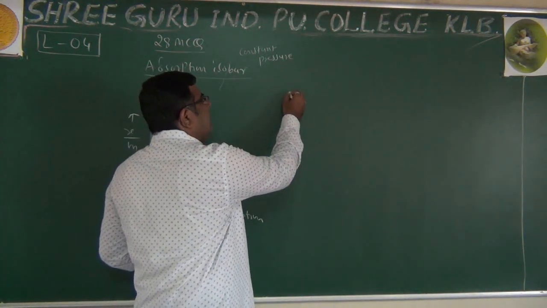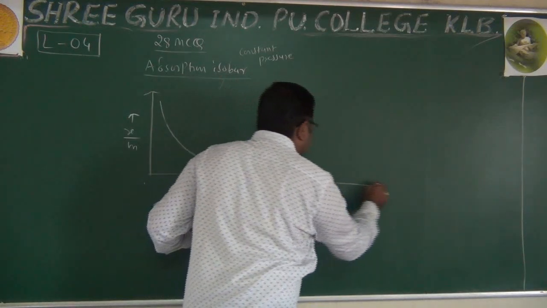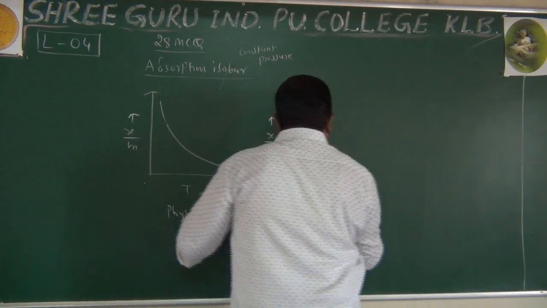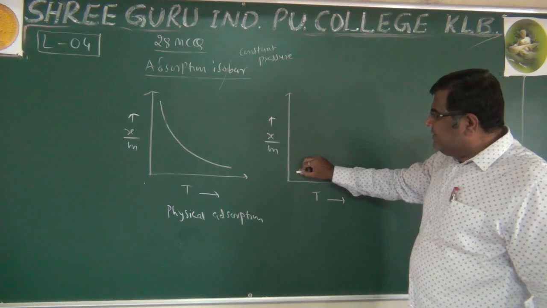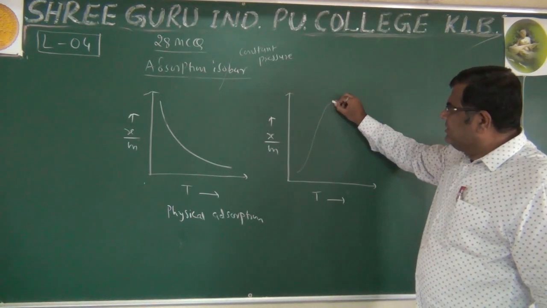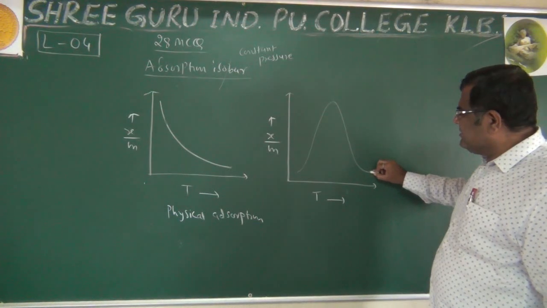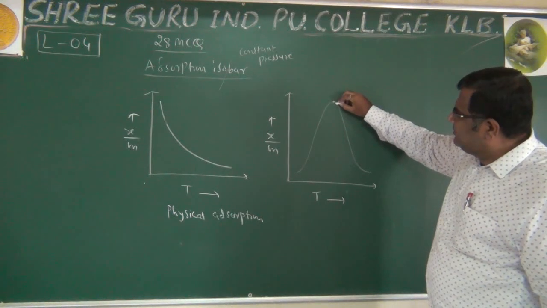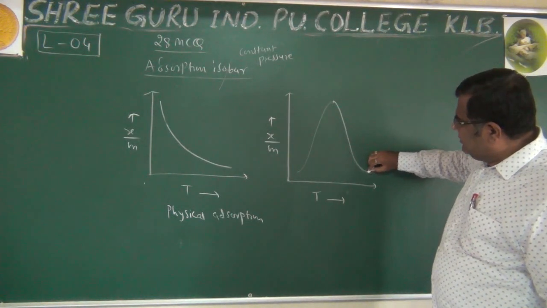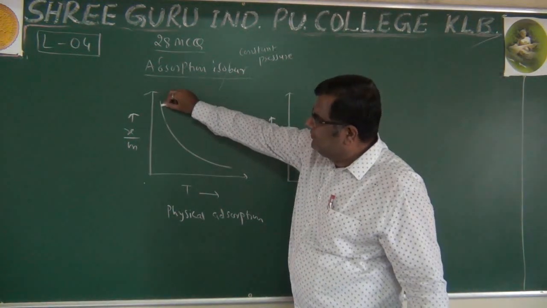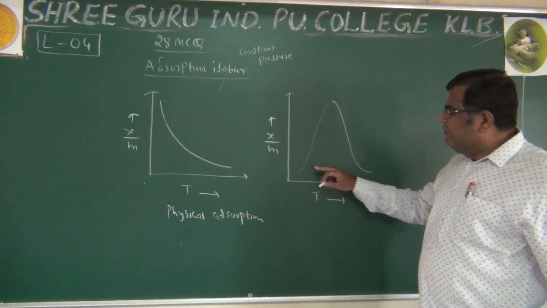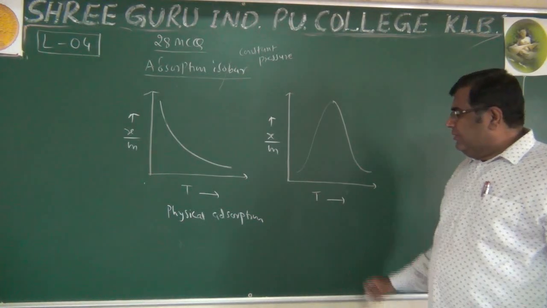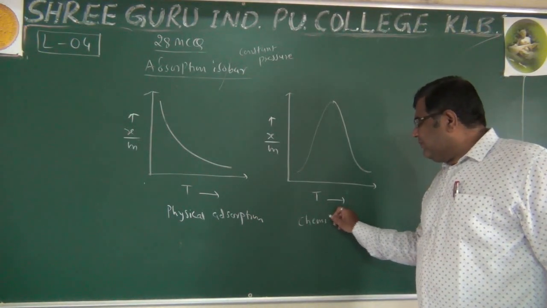If we have this type of isobar, see the difference. Initially it increases with temperature, reaches its maximum value, and then it decreases. If we compare this part, it is similar to physical adsorption. But initially we observed that the adsorption is increasing with temperature. This is the isobar of chemical adsorption.